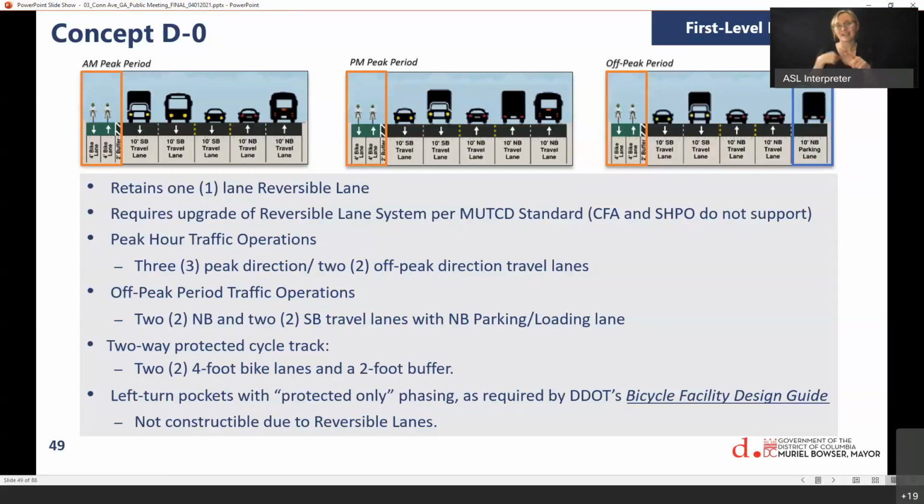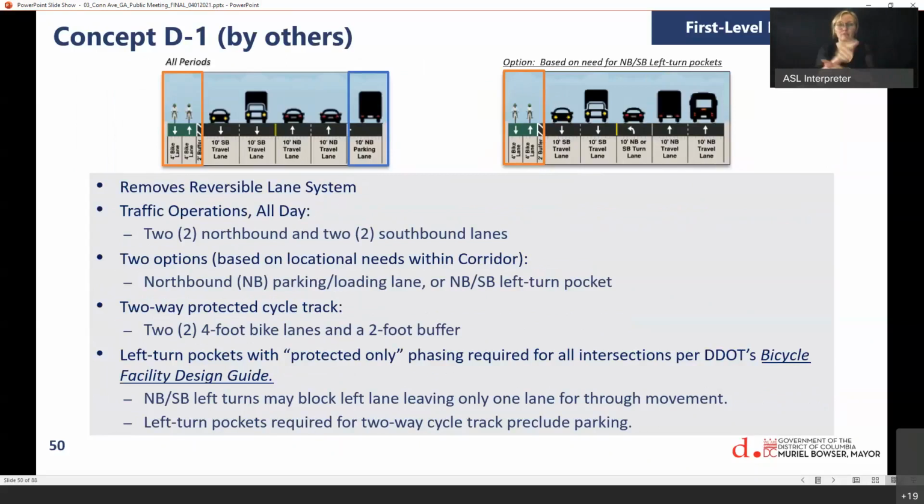Concept D1 similarly does have the two-way protected cycle track on the west side of the street. However, this concept removes the reversible lane system. For this, there would be 2 lanes in each direction at all times. As part of this as well, there would be a northbound loading and parking lane or opportunities for left turn pockets as part of this concept. Next slide.